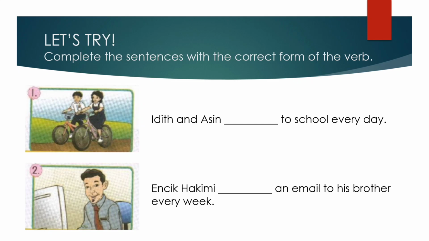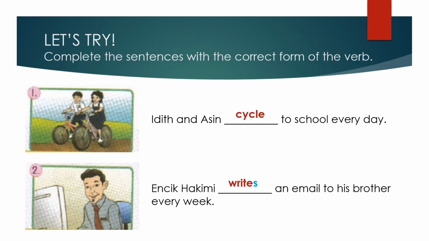Number 1. Edith and Asim to school every day. So what's the correct verb? Yes, the answer is cycle. Number 2. Encik Hakimi an email to his brother every week. The answer is writes.